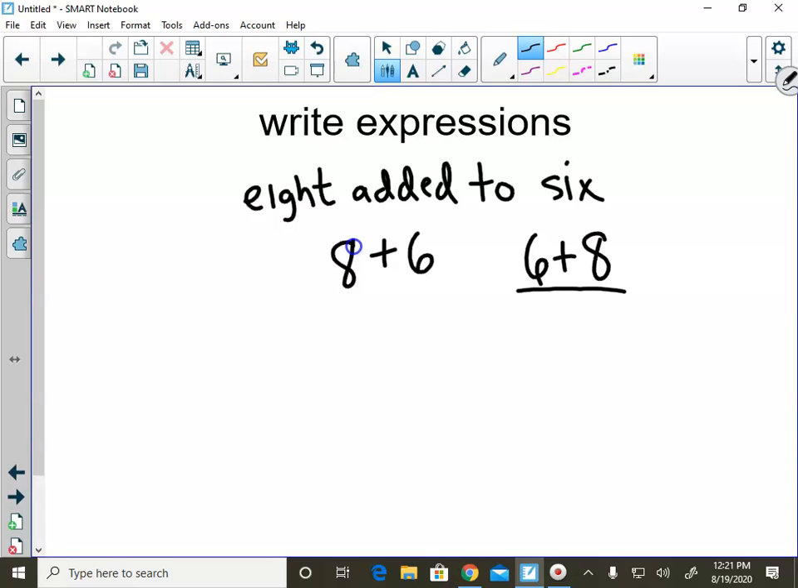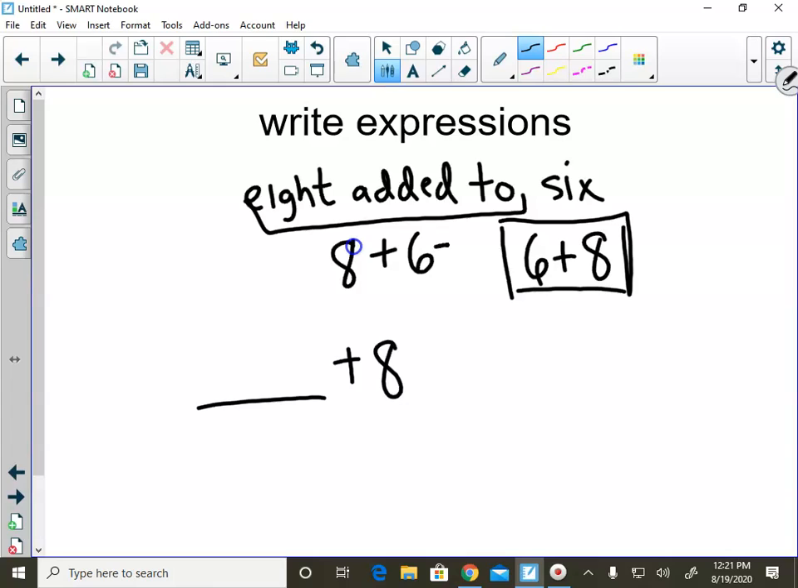The order of the words is not important. What is more important is the words themselves. So the fact that 8 is being added to something, as soon as you see 8 added to, that's going to tell you there's going to be something here, and we're adding 8 to it, which is why it would be this, not this.